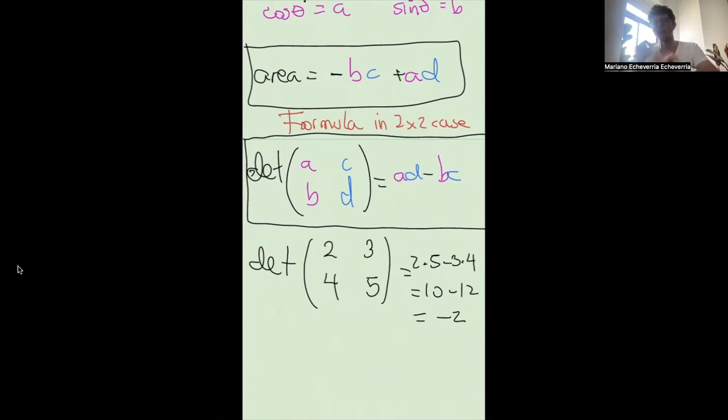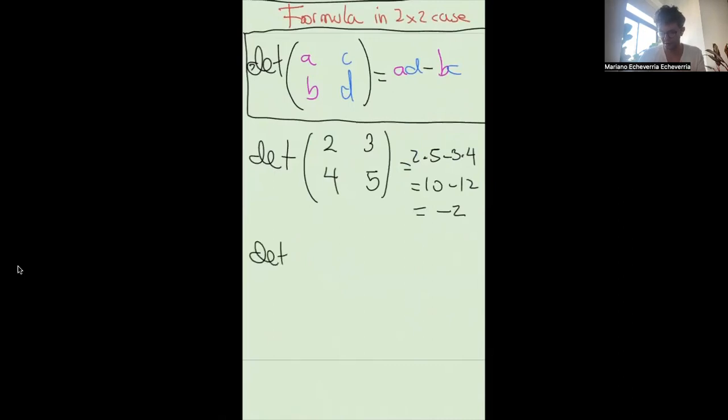The fact that it was negative, if you remember from last time, just means that the orientation of the vectors is kind of off. It's fine, not too much to think about. It's just easier to think that in absolute value it gives you the area of the parallelogram.